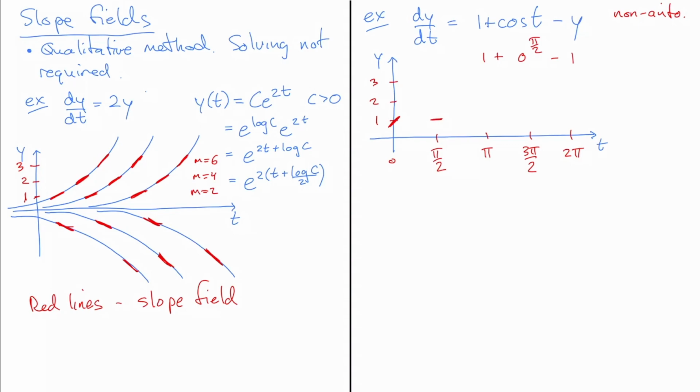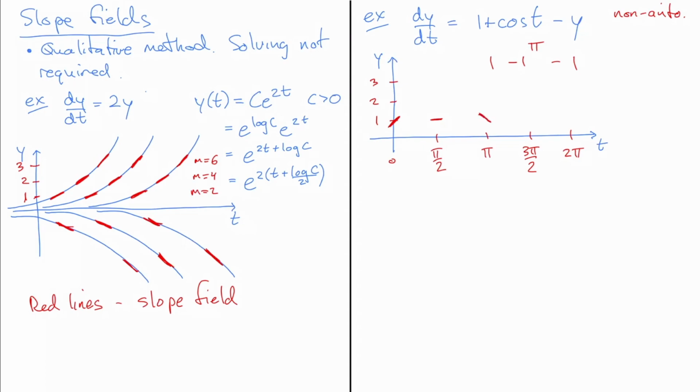Then let's try pi, go a little bit further. By the time I get to pi, the cos of pi is minus 1. So we have 1 minus 1 minus 1. These cancel and I'm left with minus 1. So now my slope has flipped.